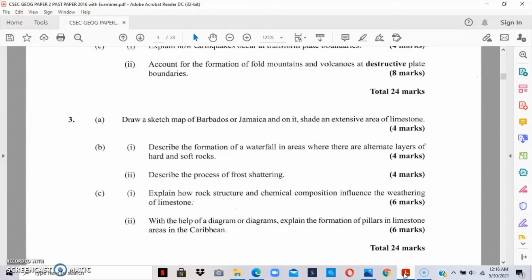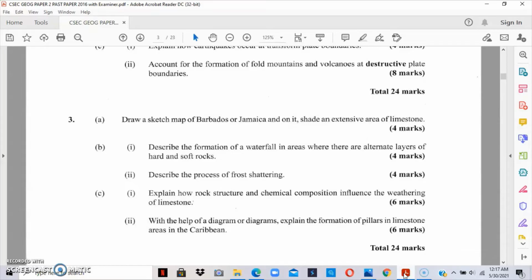Question C, part 1, asks us to explain how rock structure and chemical composition influence the weathering of limestone. Now, the structure of the limestone rock influences chemical weathering because due to its distinct layers and cracks, it makes it very easy for water to get into the cracks. Now, this allows carbonation to take place easily due to the permeability of the rocks. So the cracks, the structure, allow rainwater to be trapped in the different cracks and joints.